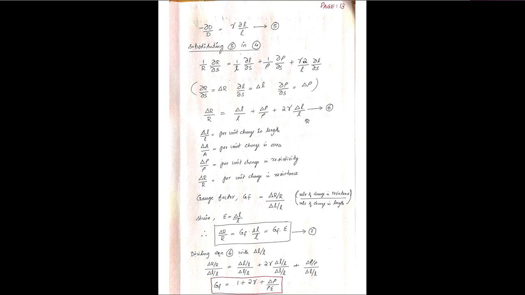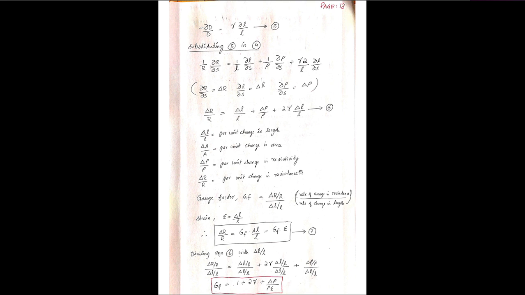Okay, so this is equation number 6, where delta l by l is the per unit change in length, delta A by A is the per unit change in area, delta rho by rho is the per unit change in resistivity, and delta R by R is the per unit change in resistance. One important thing is that the gauge factor of a strain gauge is defined as delta R by R divided by delta L by L, that is, the rate of change in resistance divided by the rate of change in length.